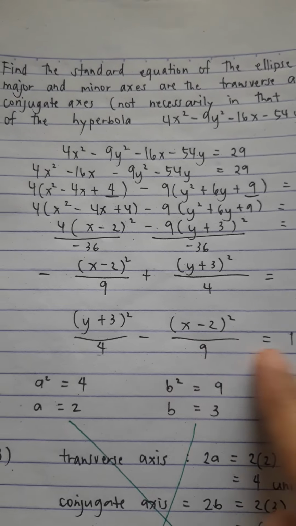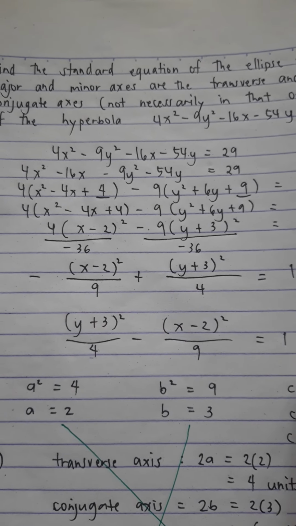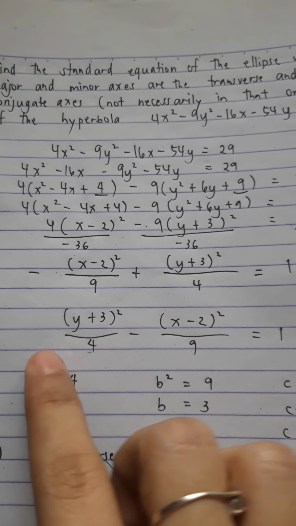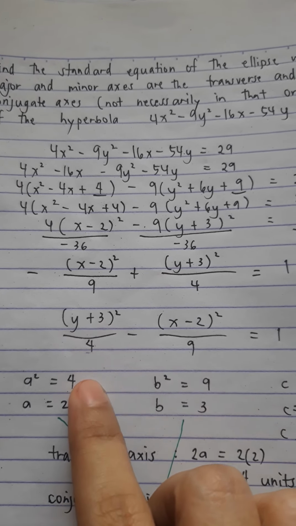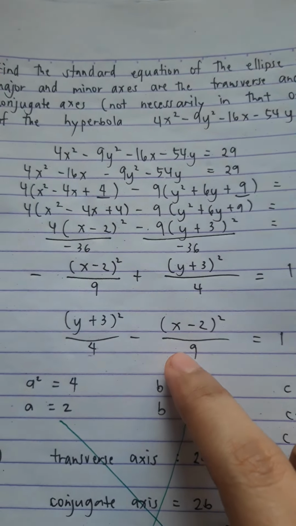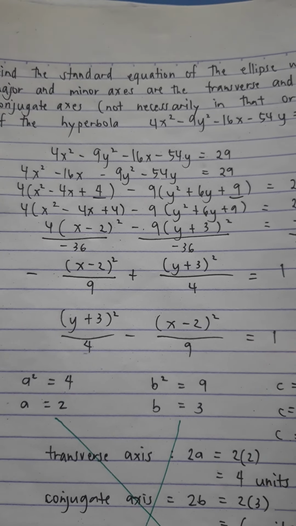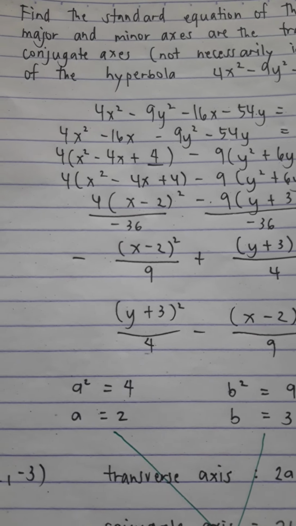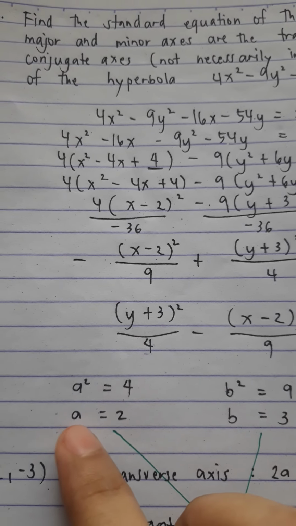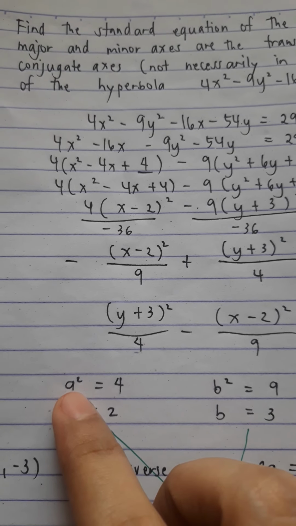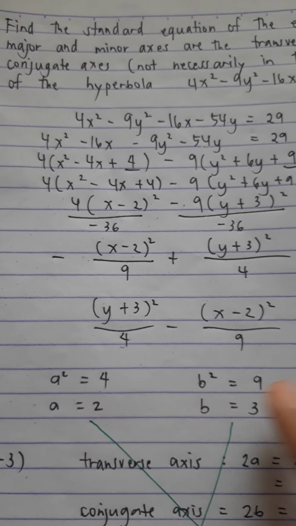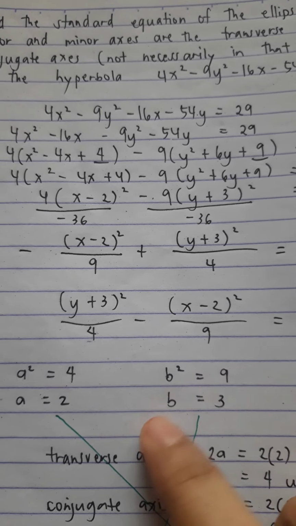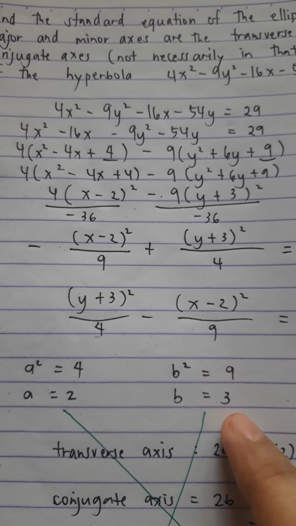Now this is the standard equation of the given hyperbola. So we write first the positive, the quantity of y plus 3 squared all over 4 minus this one, the quantity of x minus 2 squared all over 9 equals 1. Now, we know that in a hyperbola, the first denominator is always a squared. So a squared equals 4, square root of a squared is a, square root of 4 is 2. Then the second denominator will be b squared. b squared equals 9, the square root of b squared is b, square root of 9 is 3, b equals 3.